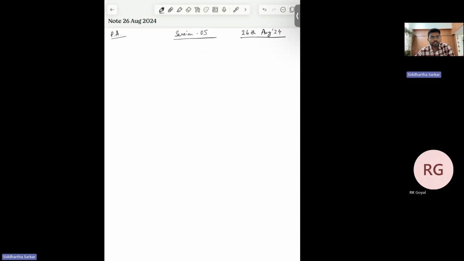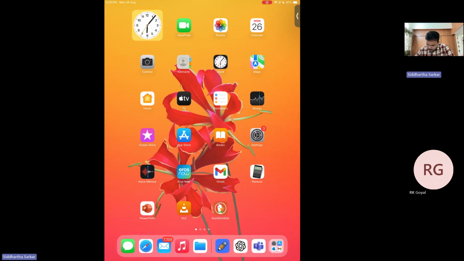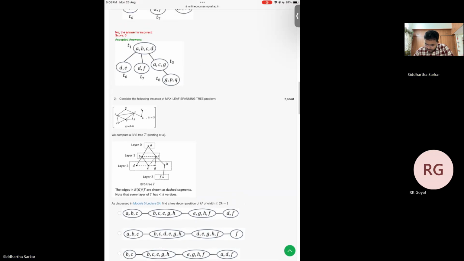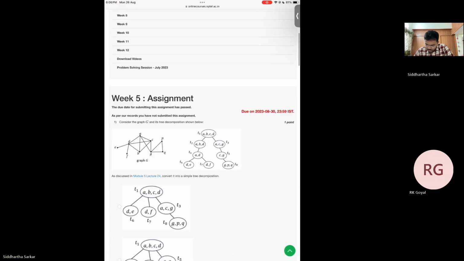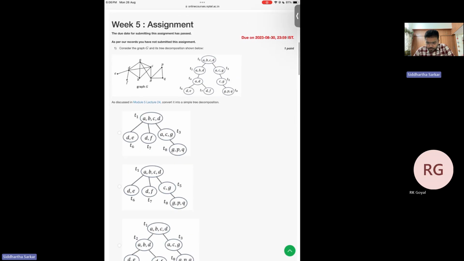Yes. So welcome to week 5 of the problem solving sessions in this course on parameterized algorithms. Today we are going to look at the assignment questions of the previous year's week 5. So let's go to the assignment questions, and we will look at the topic of tree width today.